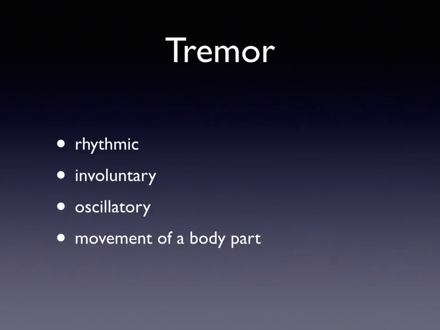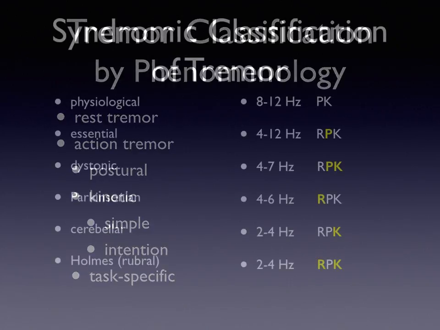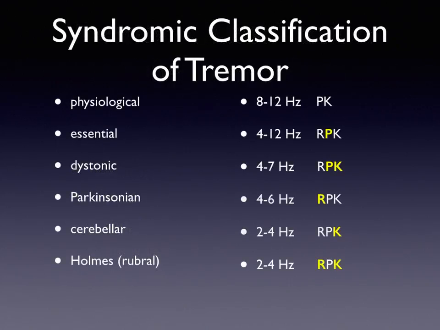So finally, we're going to talk a little bit about tremor. In talking about tremor, which is a very common symptom, you want to try to classify the tremor. And in classifying the tremor, we usually use three different types. Is a tremor at rest or with action? And if it's in action, is it more in what we call a postural phase or with movement, which is a kinetic tremor?